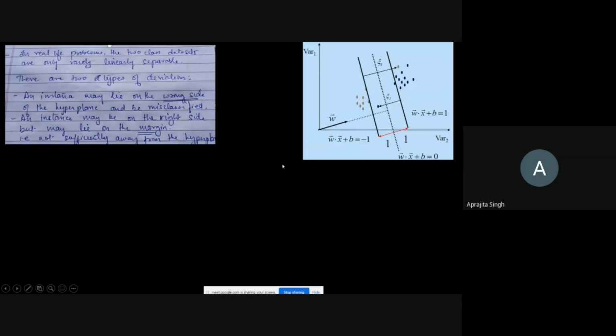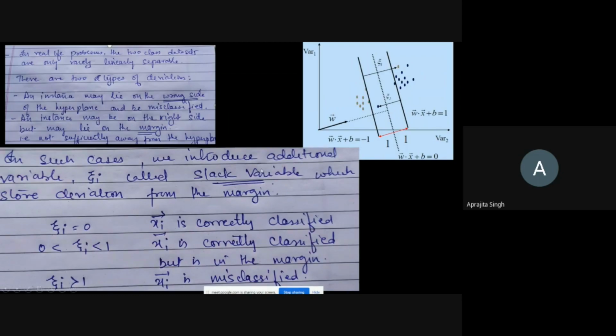just because of soft margins. So in such cases, we introduce an additional variable psi, a slack variable, which stores the deviation from the margin. The value of psi will be 0 if the point is correctly classified. For this particular point, the slack variable would be 0. For this particular point, the slack variable would be 0. And the slack variable would be anything between 0 to 1.